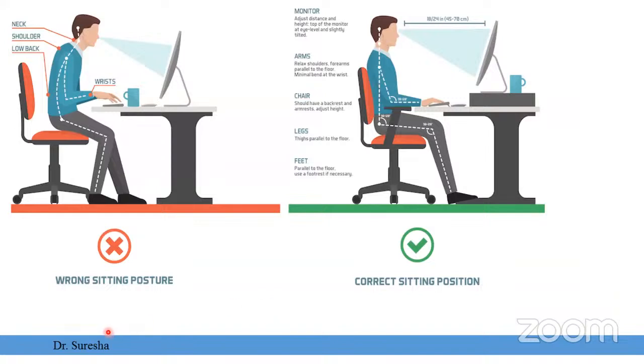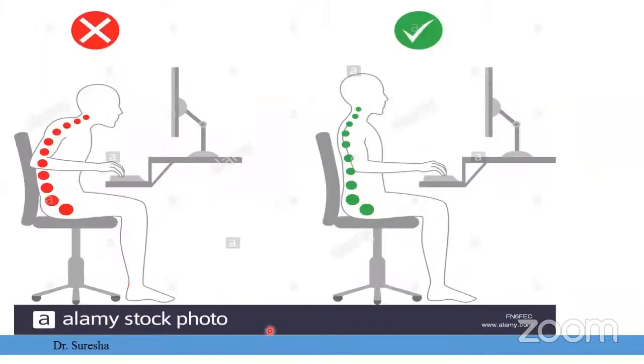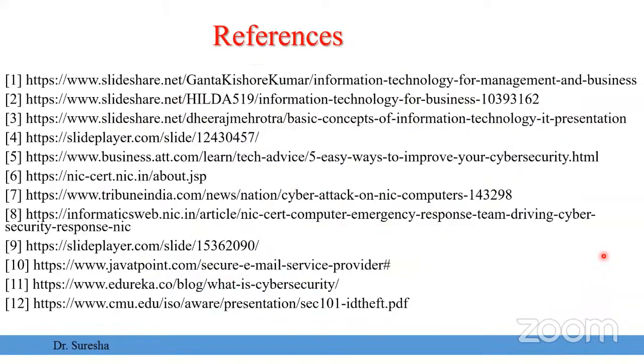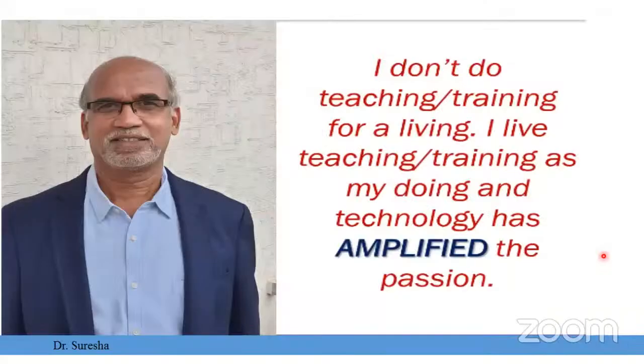This also you can see. Wrong sitting posture, correct sitting posture. Your spine should always be vertical. That is very, very important. Wrong position, correct position. Same thing again, and that is the set of references. I think I've loaded many things.